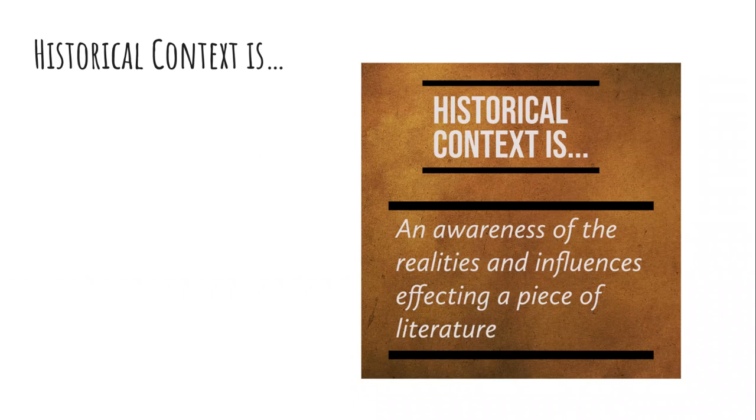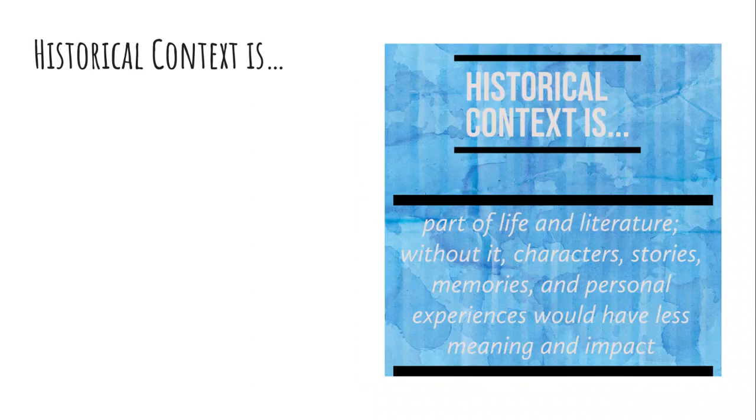Historical context is an awareness of the realities and influences affecting a piece of literature. So considering what was happening in the world when the literature was written and how that might have affected the literature or the author. Historical context is part of life and literature. If we did not consider the where and the when, characters, stories, memories, and personal experiences would have a lot less meaning and a lot less impact.